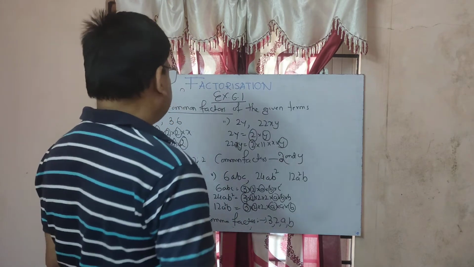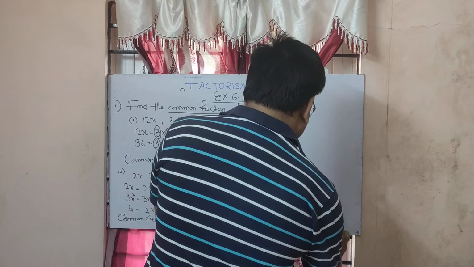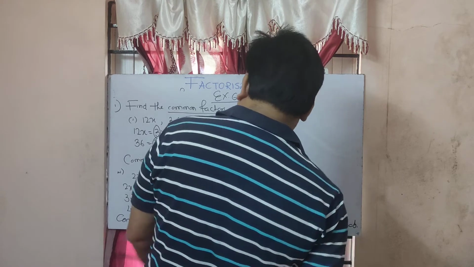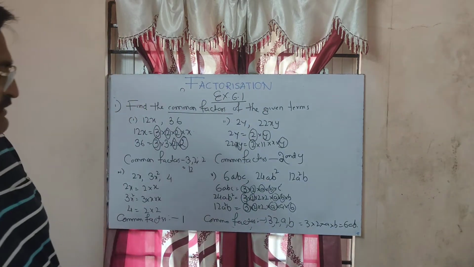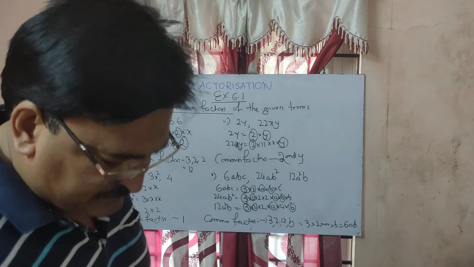Or you can even write, as I told you, you can multiply all these things. 6AB is the common factor. 6AB is the common factor.